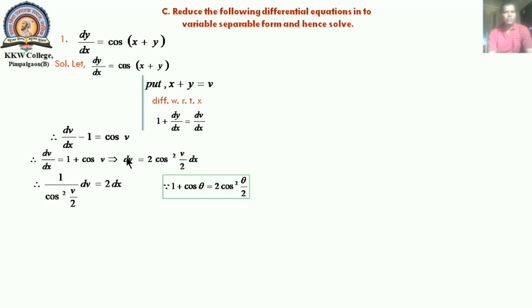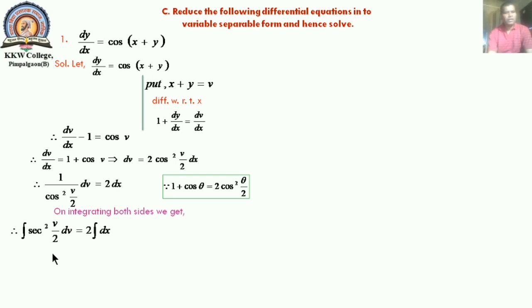Now, when separating the variables, the terms of v go along with dv and x on the other side, we have 1 upon cos square v by 2 dv is equal to 2 dx. Variables are separated. On integrating both sides, we get integration of sec square v by 2 dv is equal to 2 integration of dx, where 2 is a constant.